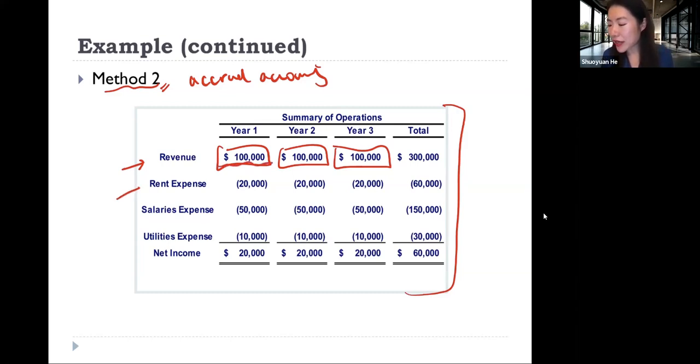And also here, rent expense. The firm is renting for 3 years, each year 20,000. It doesn't matter when those cash were paid. What matters is the occurrence of the economic event, which is the firm renting the property.